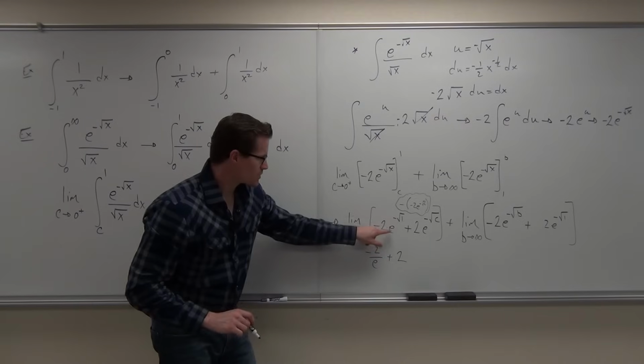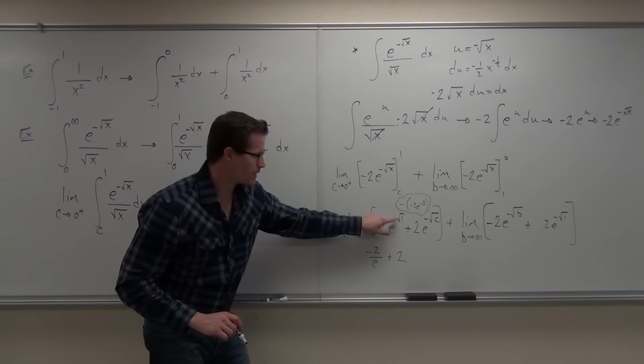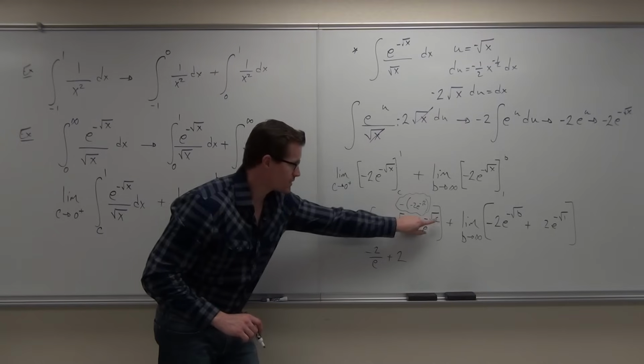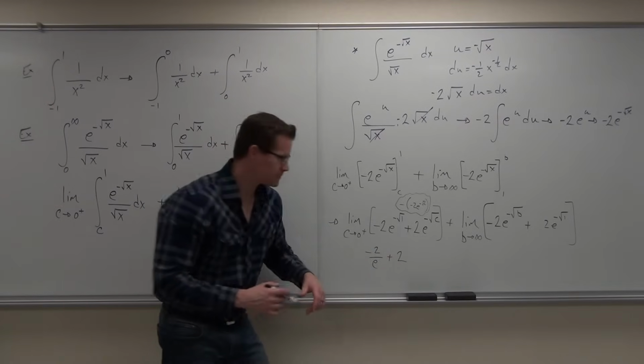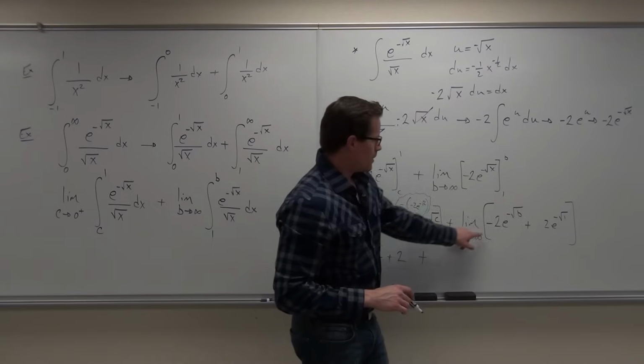So this goes to, well, e to the negative 1. E to the negative 1 is 1 over e. So negative 2 over e. This is 0. E to the 0 is 1. This gives us 2. You guys with me on that one? Plus. Let's go to infinity.